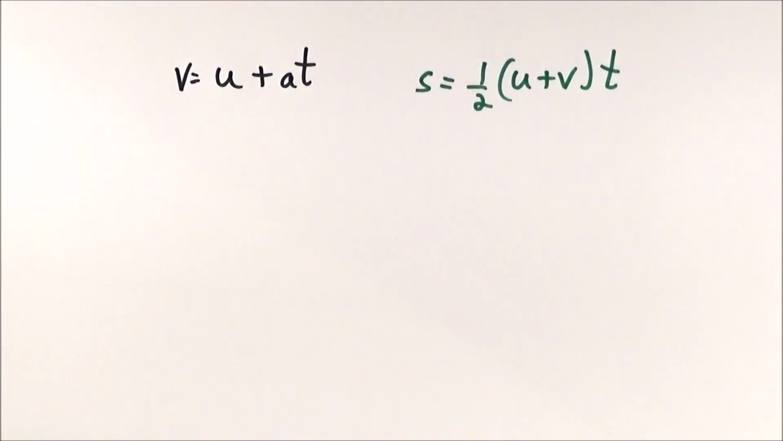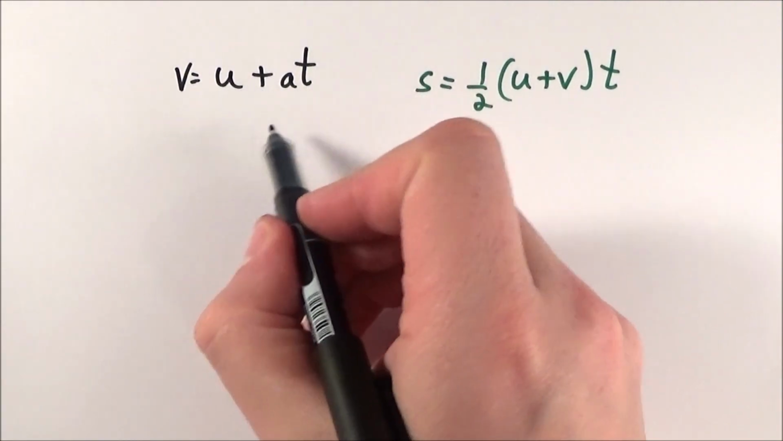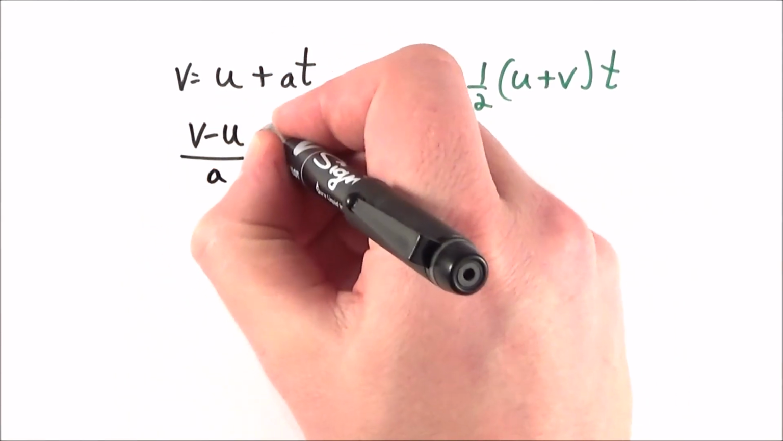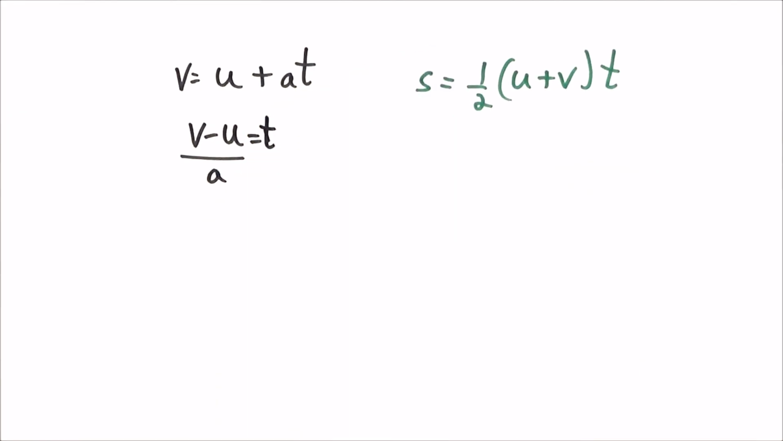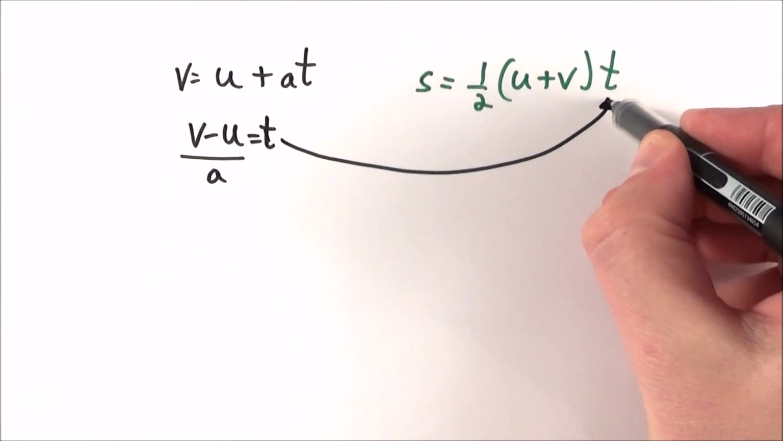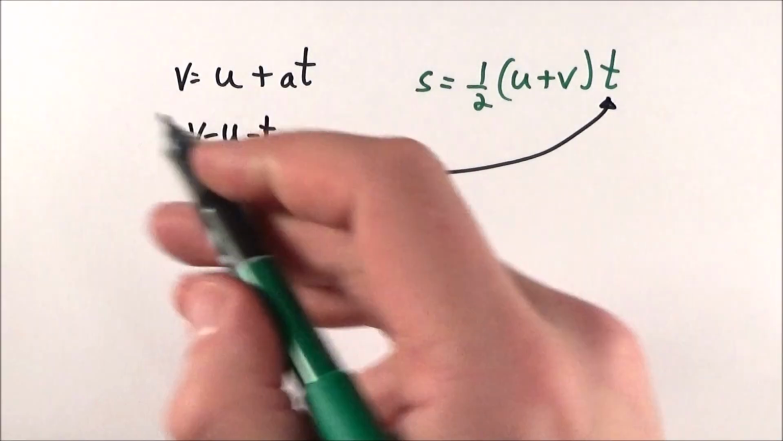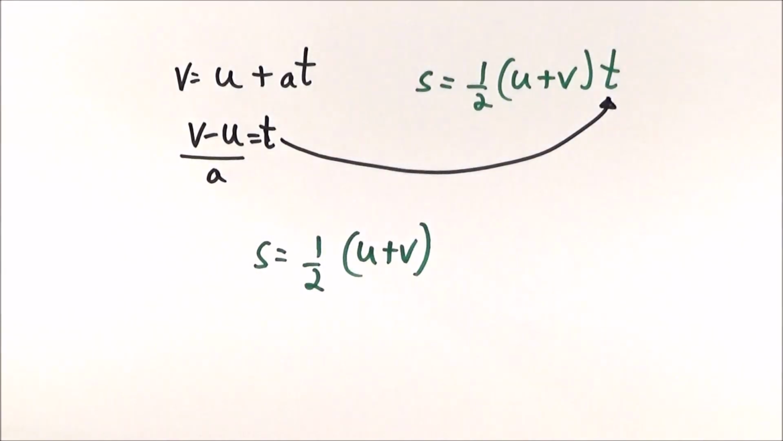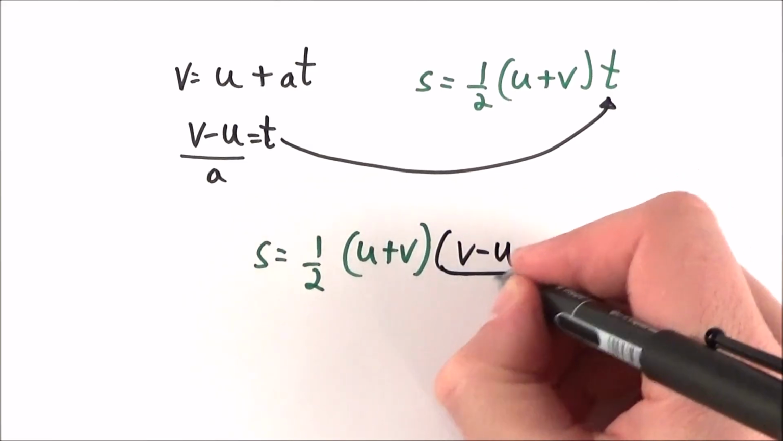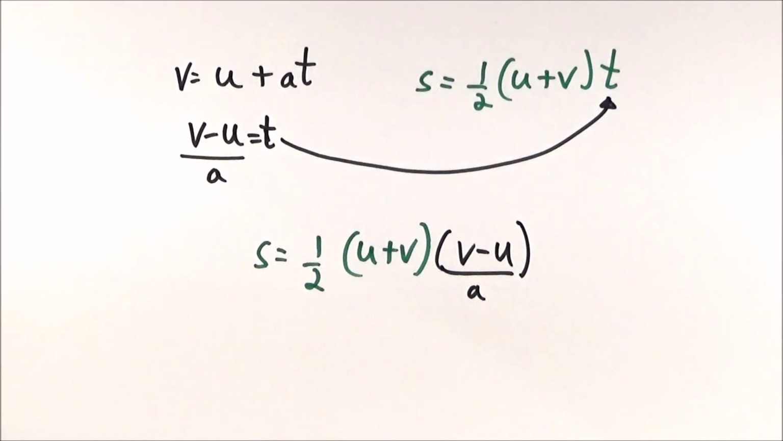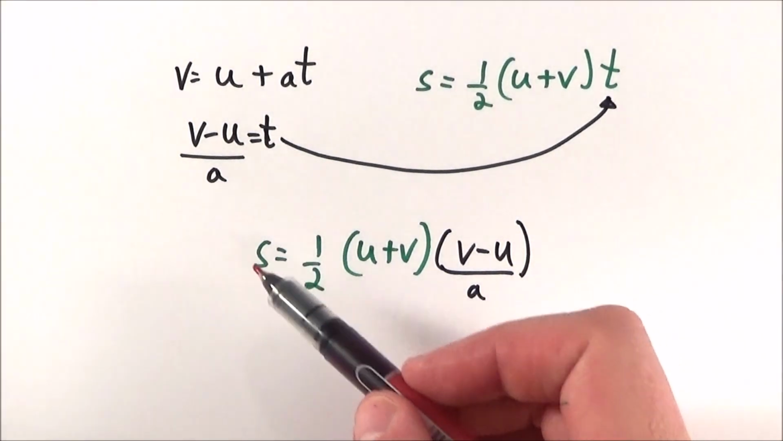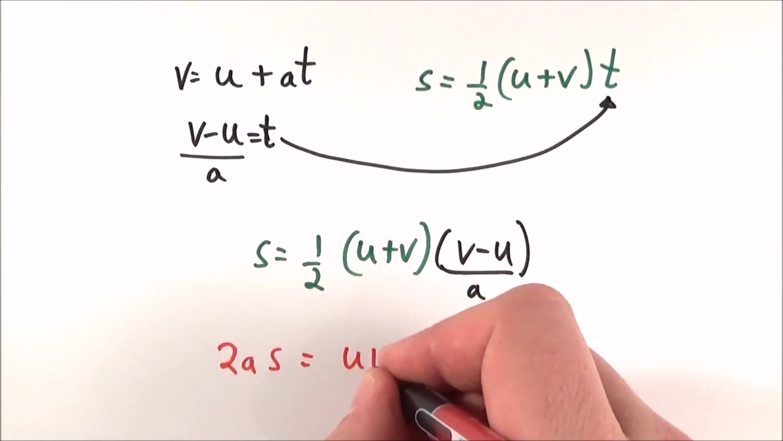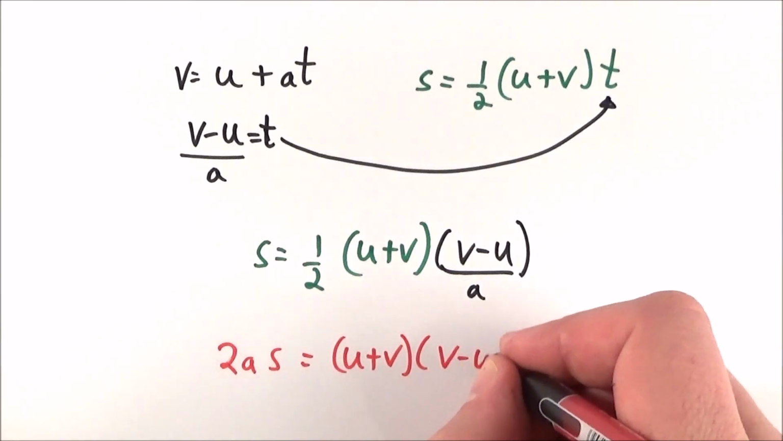And finally for the fourth, please bear with me, my voice is going at the moment. If I take this equation here and rearrange to make t the subject, we can say that v minus u over a is equal to t. What I can then do is substitute this up there. So what I can say then is that S is equal to a half times u plus v multiplied by v minus u over a. Now, if I multiply this through, I can multiply both sides by 2 and both sides by a. So I can say that 2as is equal to u plus v multiplied by v minus u.